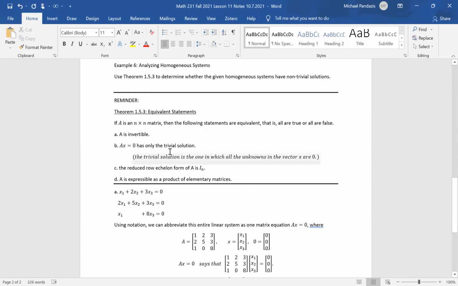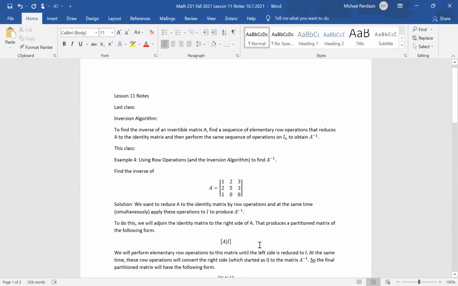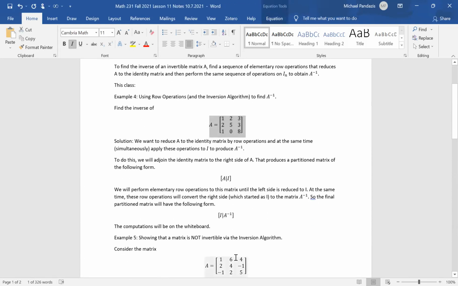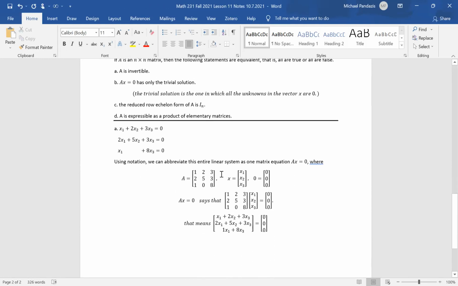Well, in examples 4 and 5, in example 4, we had this matrix. It was 1, 2, 3, 2, 5, 3, 1, 0, 8. So that A in example 4, that 1, 2, 3, 2, 5, 3, 1, 0, 8, is the coefficient matrix for the system. It's the A in the Ax equals 0 matrix equation.